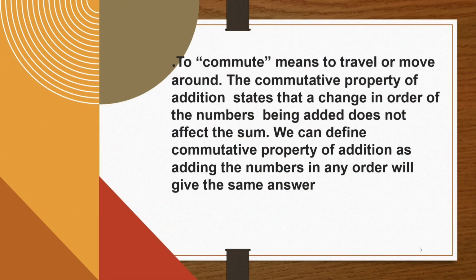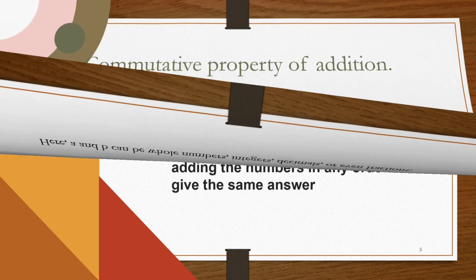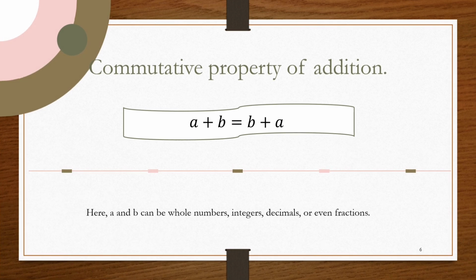Commutative property of addition. To commute means to travel or move around. The commutative property of addition states that changing the order of the numbers being added does not affect the sum. We can define commutative property of addition as adding the numbers in any order will give the same answer. And here's some examples of commutative property of addition.